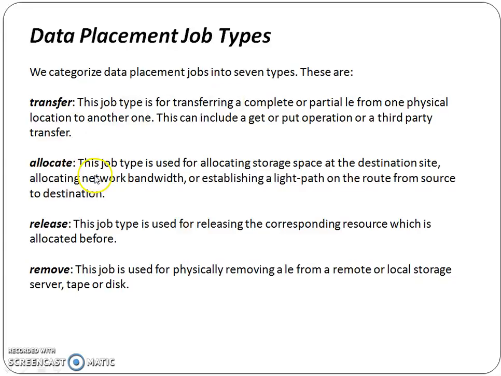Then allocation. This job type is used for allocating storage space at the destination site, allocating network bandwidth, or establishing a lightpath on the route from source to destination. Then release. This job type is used for releasing the corresponding resource which was allocated before. Then remove. This job is used for physically removing a file from a remote or local storage server or disk.